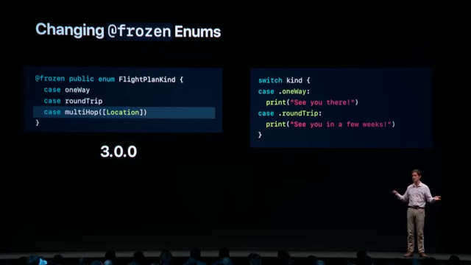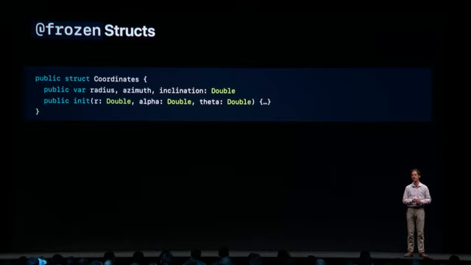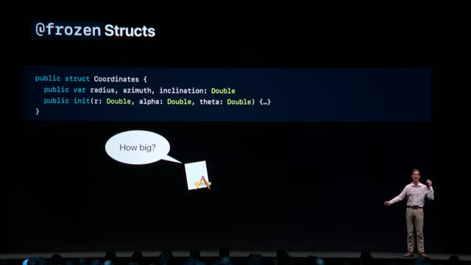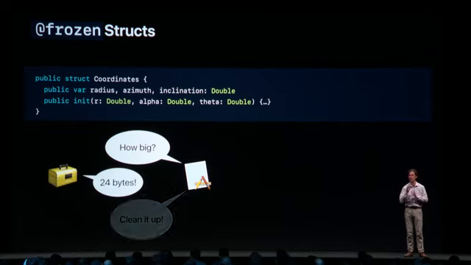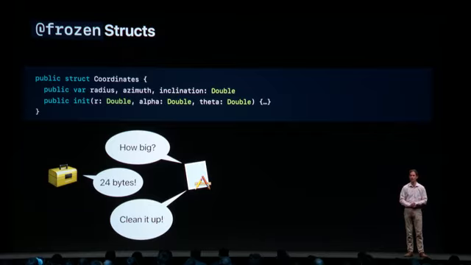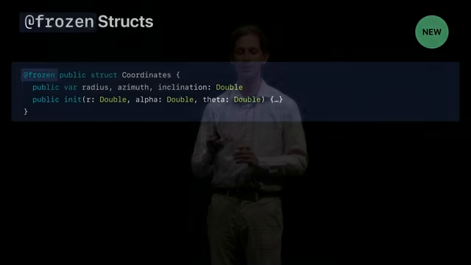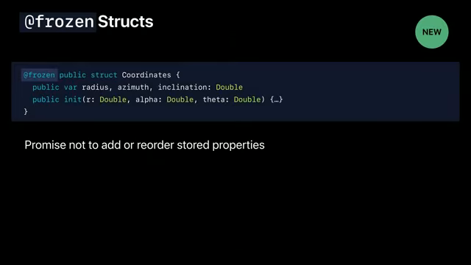Now, after frozen enums, frozen structs are much the same. By default, a struct in a binary framework can have new stored properties added or the existing ones reordered without any trouble. But that does result in that same sort of handshake and extra communication between the client and the framework. So in order to avoid this, for structs that are known to have a frozen layout, the frozen attribute can be used to promise that these stored properties will not change. They will not be added or reordered or removed.